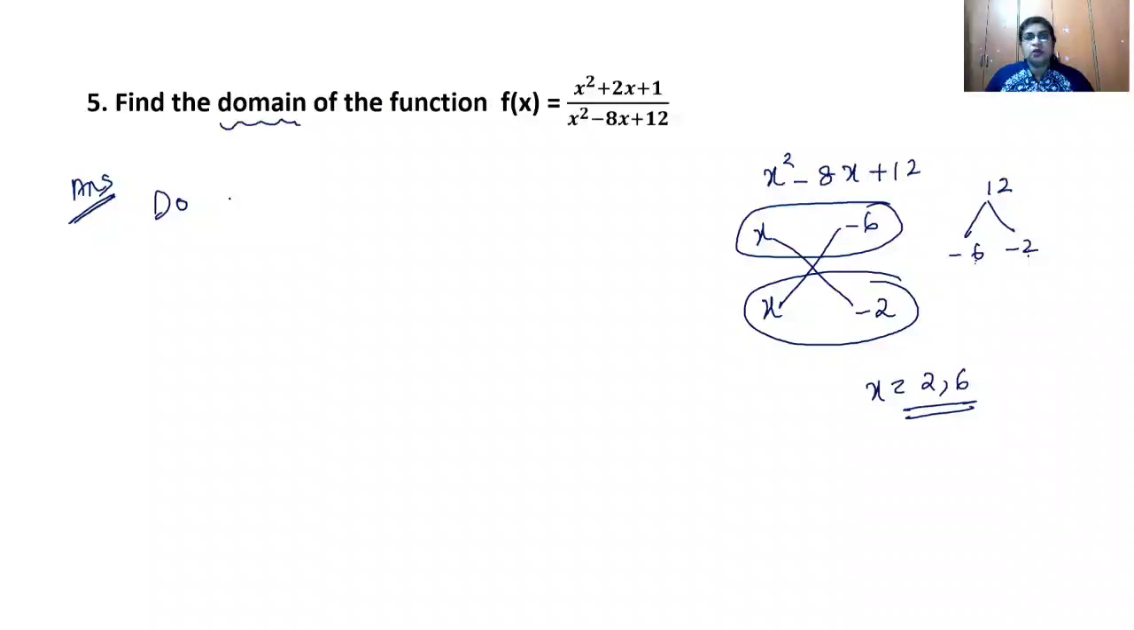So how do I write the domain then? The domain is equal to all real numbers except, that means minus, {2 and 6}. If I take these two values, the denominator becomes 0 and the function is not defined. So this is the domain of f of x.